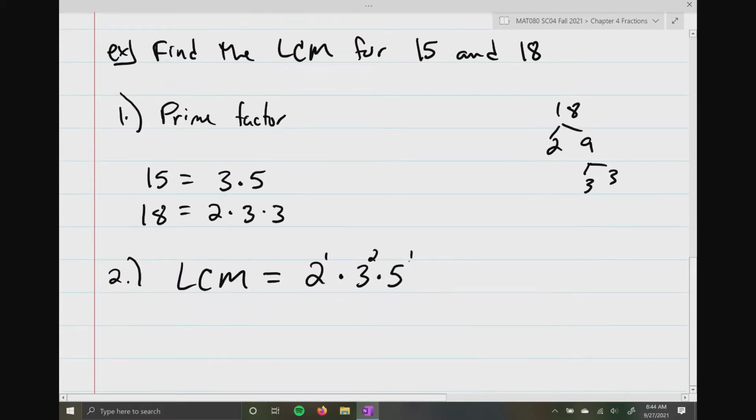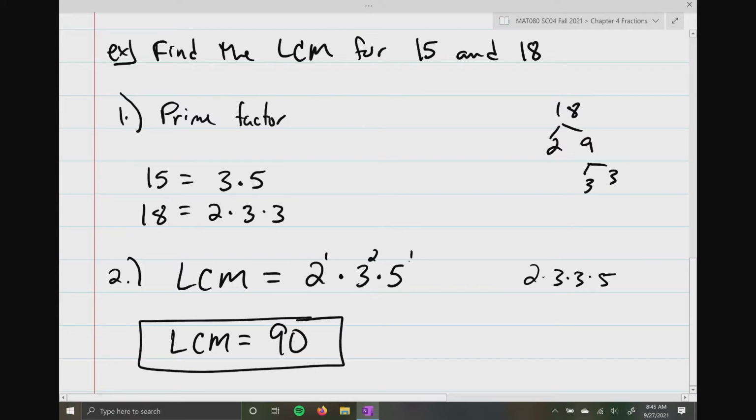So your LCM is going to be, and I'm going to write this out now, 2 times 3 times 3 times 5. 2 times 3 is 6. 6 times 3 is 18. And 18 times 5 is 90. And that is your LCM right there. Does that make sense, everyone?